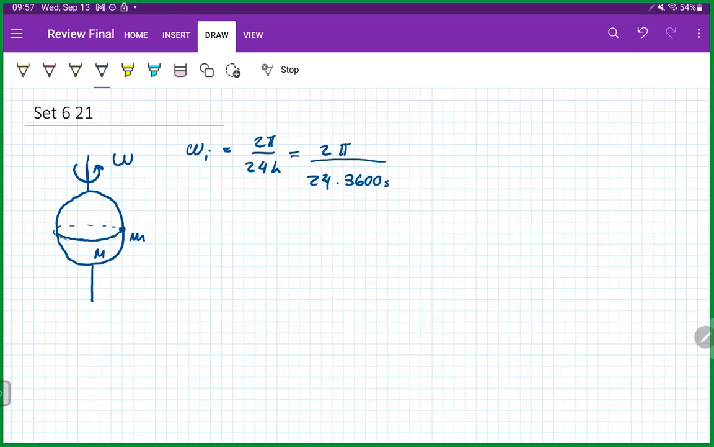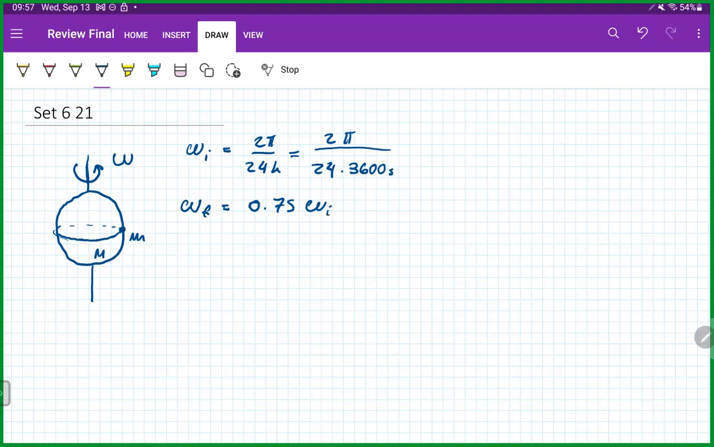Okay, so we have that. Sorry, I got this lower than I wanted. There, right. Okay, and so the final omega that we want after the collision, it says that the day is going to become 25% longer than it is right now. So that means that this has to be 25% slower, right? So 0.75 omega initial, right?